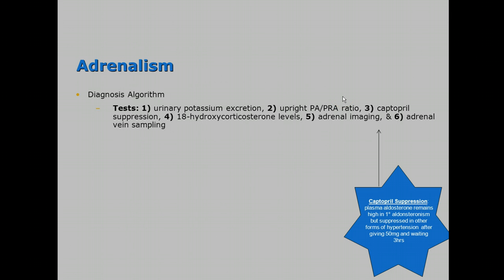Some of the tests that we can do to diagnose if somebody has hyperaldosteronism is urinary potassium excretion. We can look at that and see how much they are excreting. That can give an indication and lead us in that direction. We can do an upright PA-PRA ratio, a captopril suppression, an 18-hydroxycorticosterone level, adrenal imaging, and adrenal vein sampling. Notice I didn't go into detail on these. We could spend a whole other lecture on those alone. Just be familiar with a few of the things that we can do for the testing.